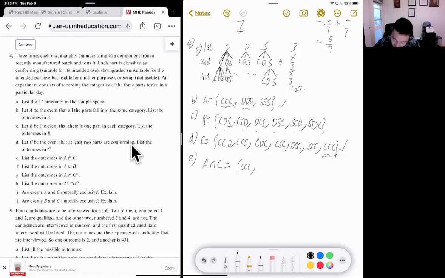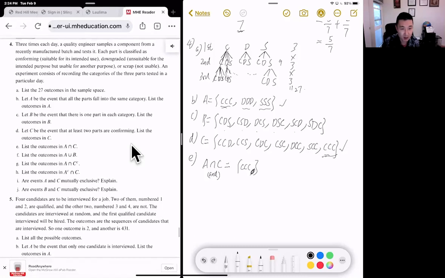How about DDD? DDD is in A but not in C, so DDD is not. How about SSS? SSS is in A but not in C. So only CCC belongs to A and C. The half circle facing down means and, occurs in both A and C. If you see the Venn diagram, the multiple circles, that is the intersection between the two circles of A and C. Then questions?